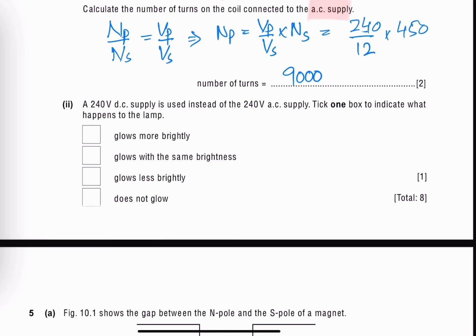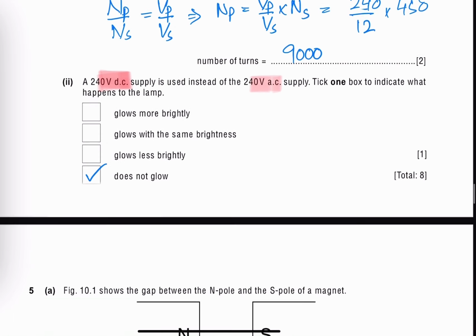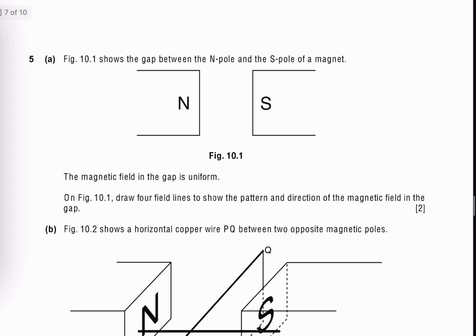Okay, a 240 V DC supply is used instead of the 240 V AC supply. Tick one box to indicate what happened to the lamp. So it will not glow. Why? Because a transformer will never work on DC. It only works on AC. Okay, so for a transformer we always need an alternating current.